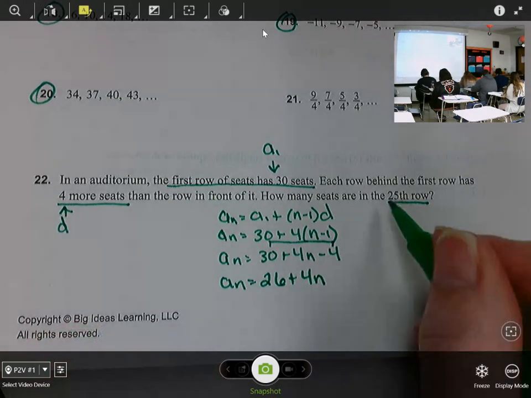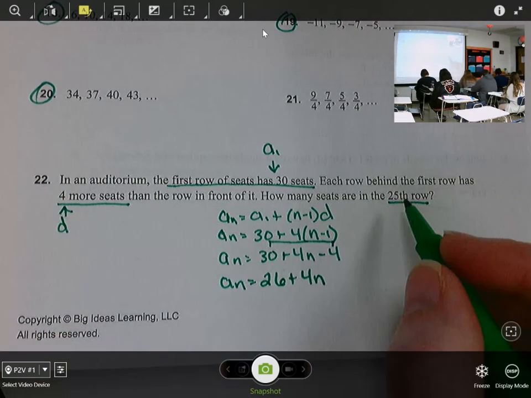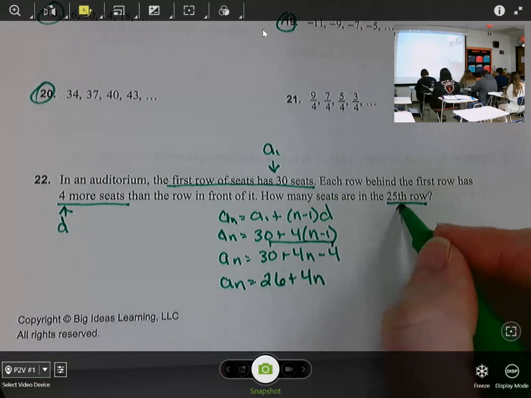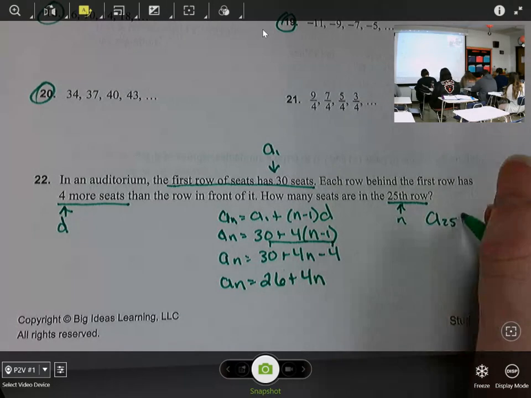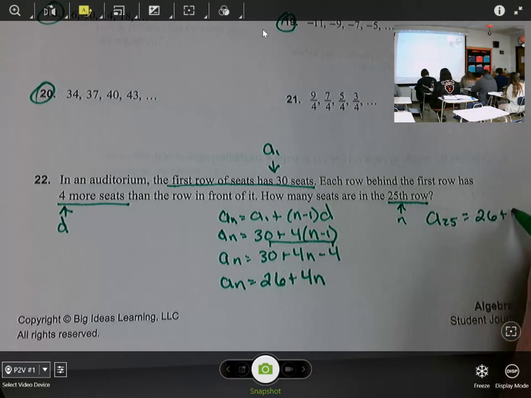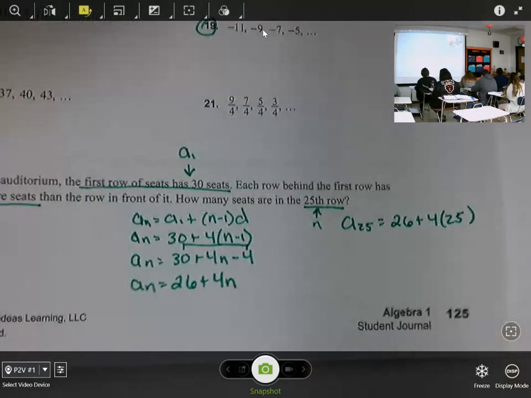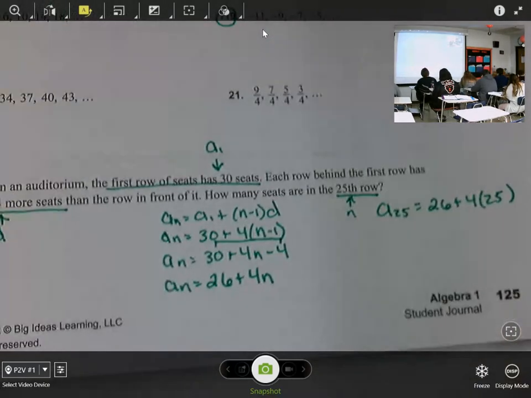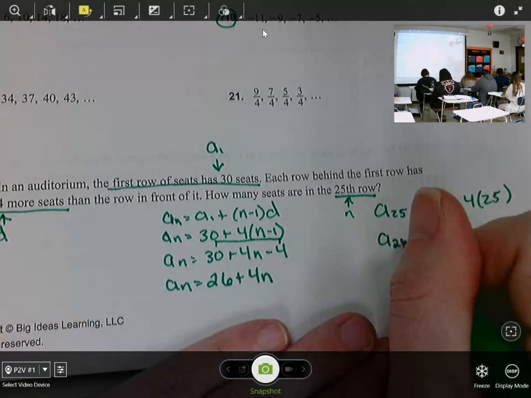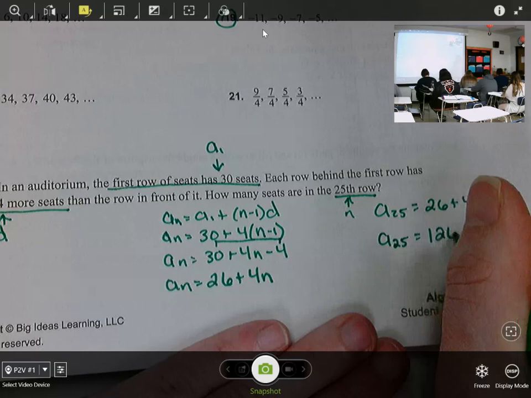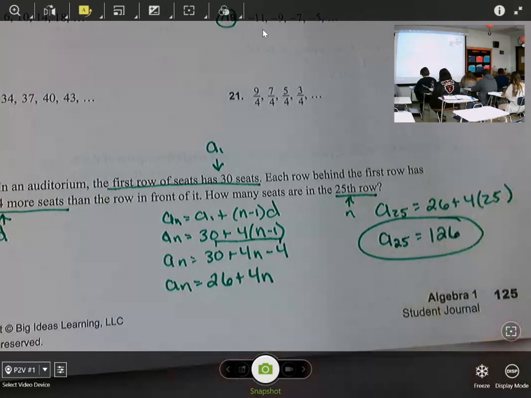And then they ask how many seats are in the 25th row. So you would plug in 25 for n. So a of 25, or your 25th term, is 26 plus 4 times 25. 4 times 25 is 100, and 100 plus 26 is 126. So there would be 126 chairs in the 25th row.